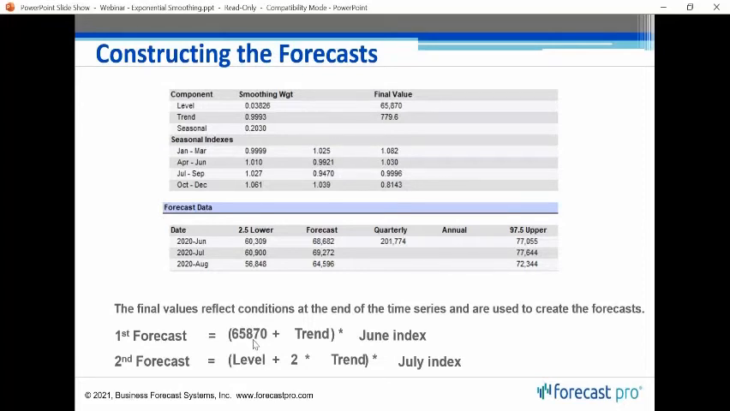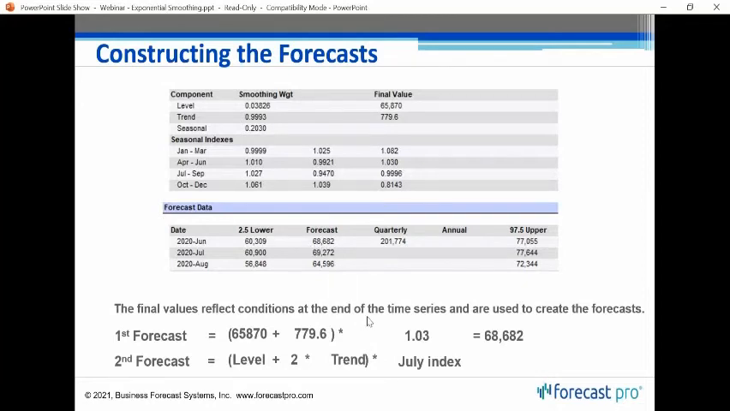The final value for the level was 65,870. It's right there. Okay, so we're going to take that. We're going to add to it, because we're going forward a month, a trend. The final value for the trend was 779. That will be the beginning. And then the last thing we need to do is to multiply by June's index. June's index is here, 1.03. If we multiply it in, we get a forecast of 68,682, which is shown right here on the report.